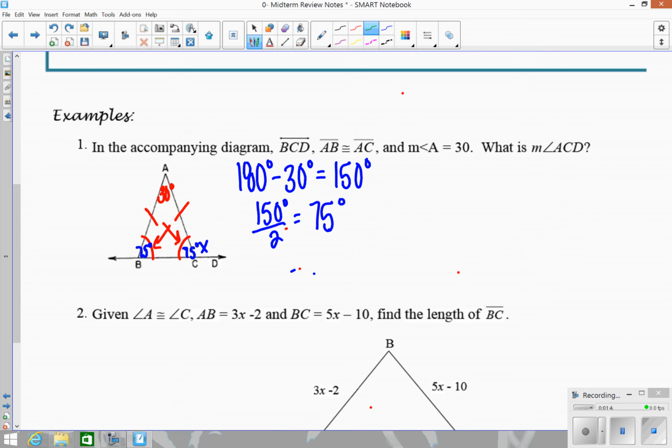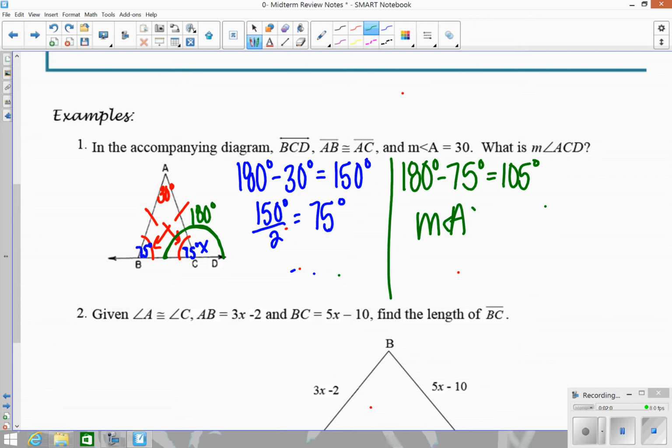So then to figure out x, well, I know that these two angles are supplementary. They form a straight line, so they have to add up to 180. So if I do 180 minus 75, that'll give me 105, which means that the measure of angle ACD is equal to 105 degrees.